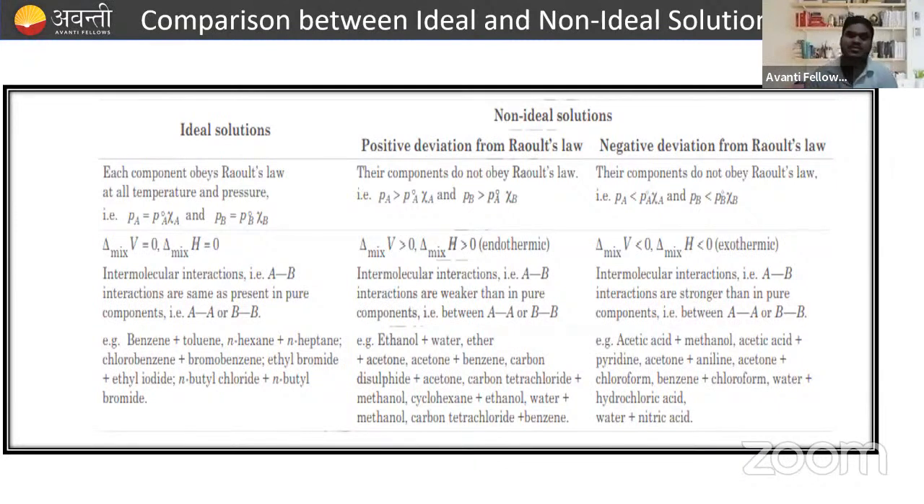On a similar basis, what is negative deviation, beta? It means that the vapor pressure comes out to be less than what we would expect from Raoult's law, and delta H and delta V are less than 0, or we say exothermic. In this, the intermolecular force of attraction between the solute and solvent is more. As a result, less vapor will be produced and the escaping tendency is less. So this is the comparison between the ideal solution and the non-ideal solution. I hope this is very clear to you all.